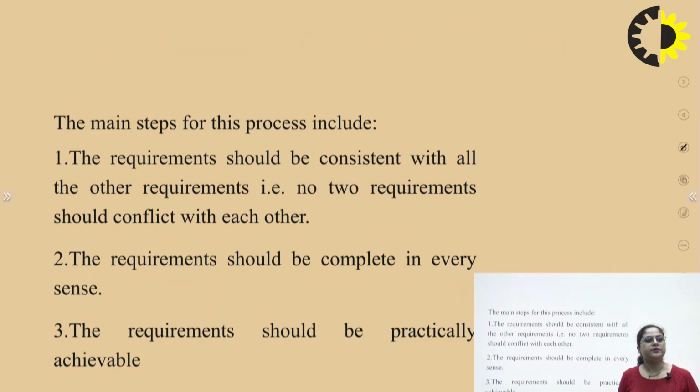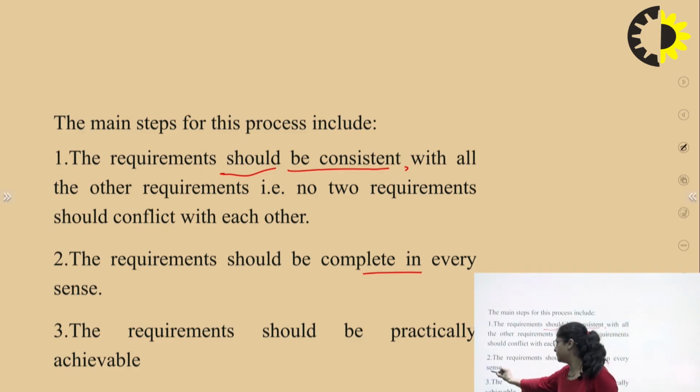The main points for requirement specification include: the requirements should be consistent with all the other requirements. No two requirements should conflict with each other. The individual requirements which we collect from the customer should be consistent, and no conflict should be there. The requirement should be complete in every sense.